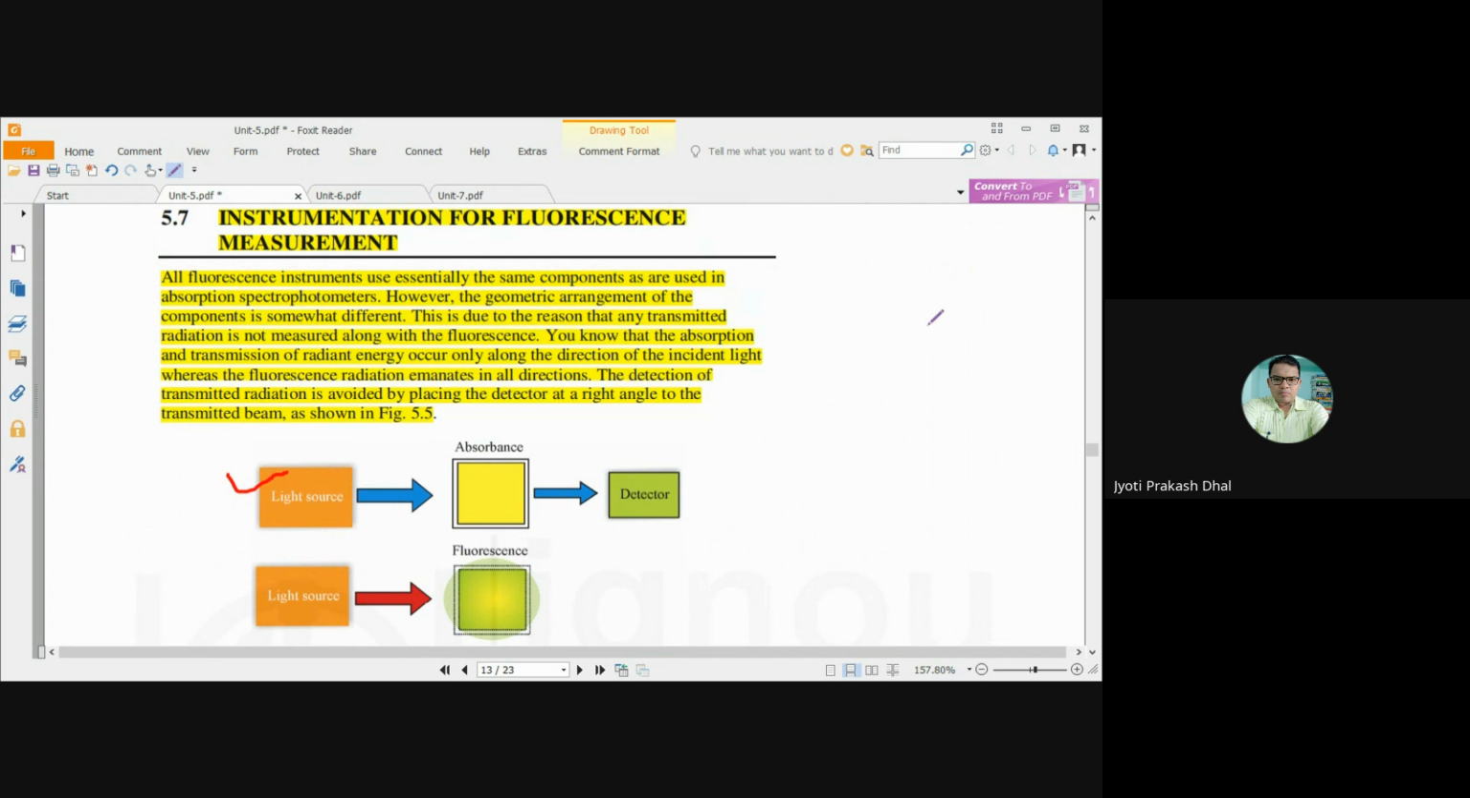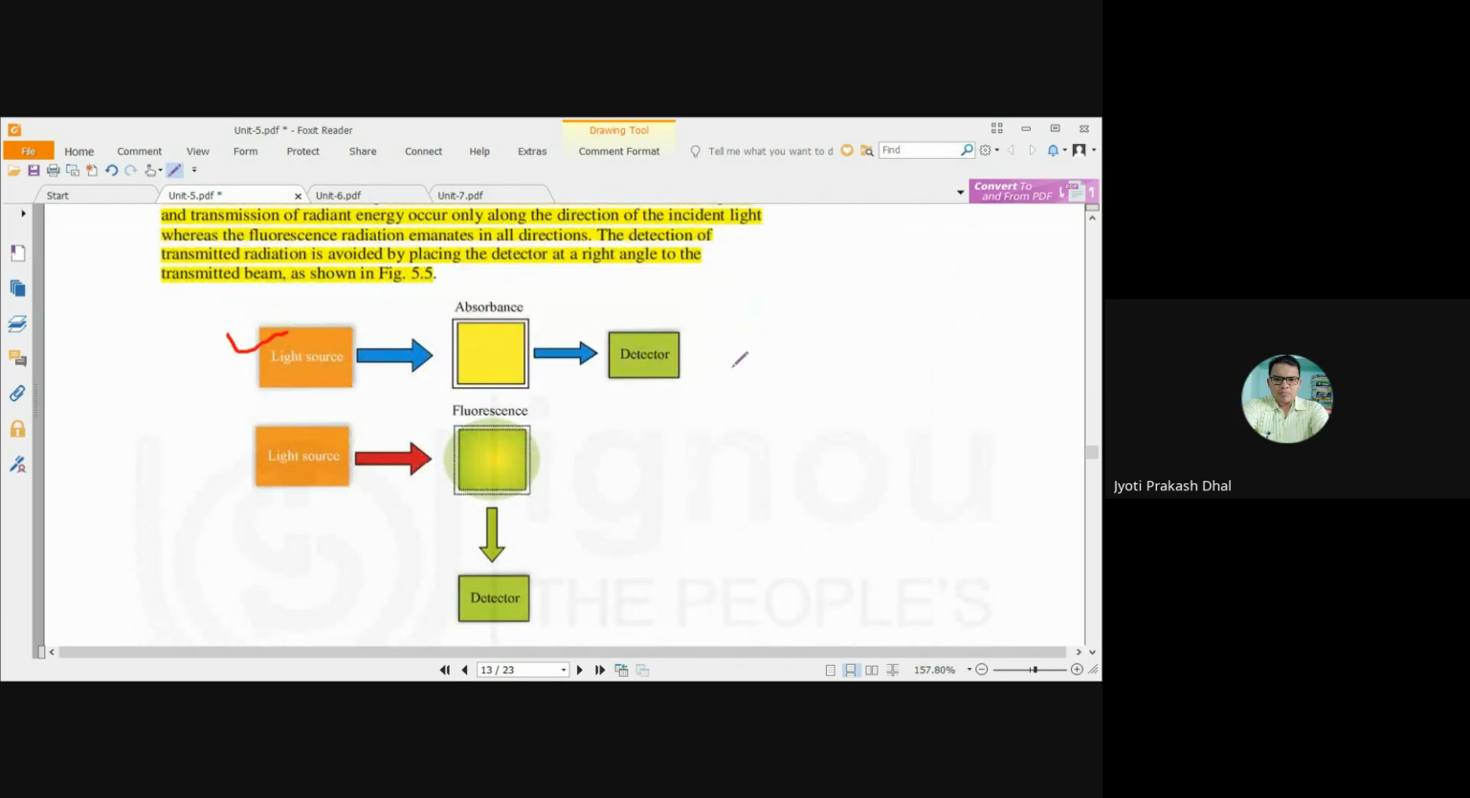You know that absorption and transmission of radiant energy occur only along the direction of the incident beam, whereas fluorescence radiation occurs in all directions. So the detection of transmitted radiation is avoided by placing the detector at a right angle to the transmitted beam. So this is the light source. This is absorbance, which will show the absorption spectra, and this is the detector.